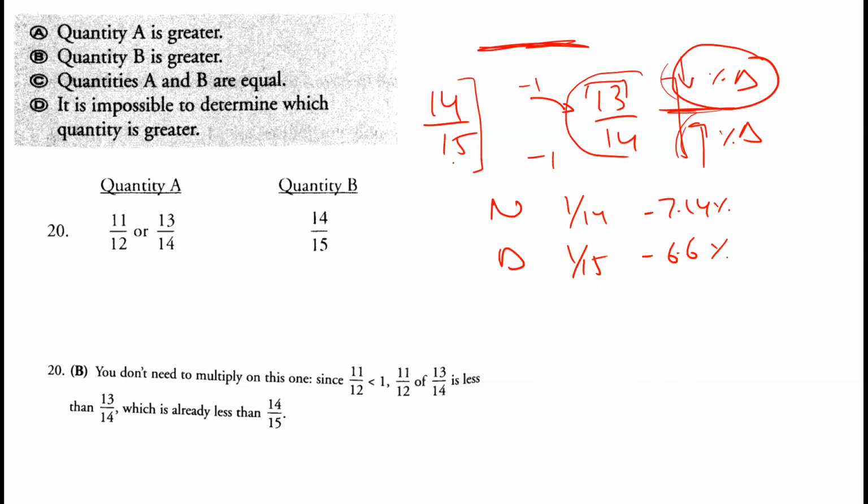So now one thing for sure we know is that 13 over 14 is less than 14 over 15. And on top of that, if we multiply 13 over 14 by 11 by 12, we get a number that is less than 13 over 14. So if 13 over 14 is already less than 14 over 15, and if you further reduce this number, then obviously quantity B is more than quantity A. So option B is correct.